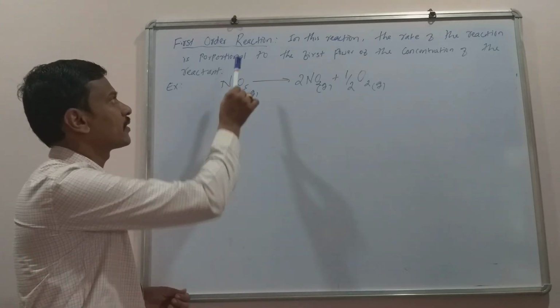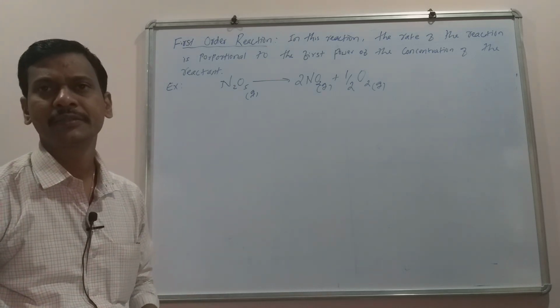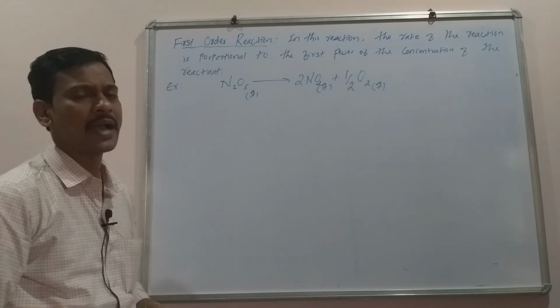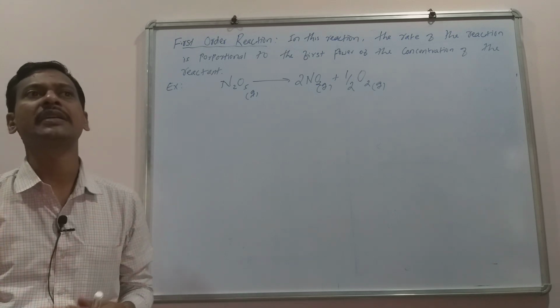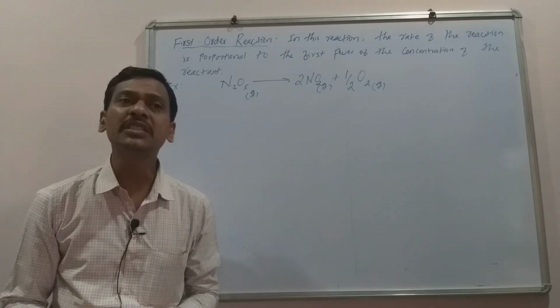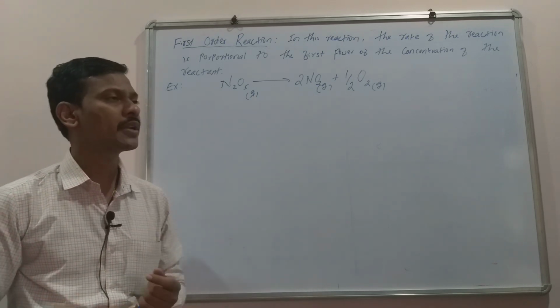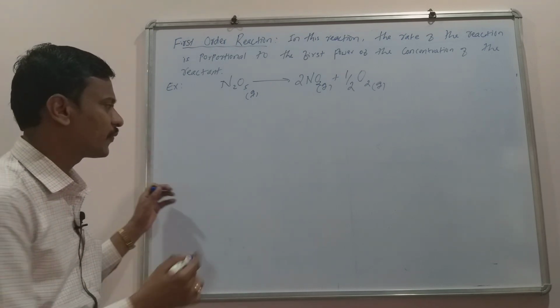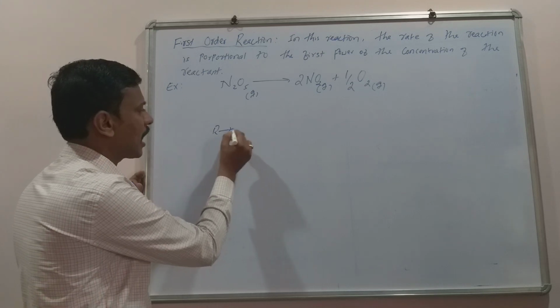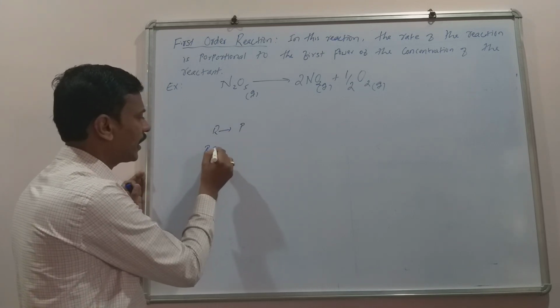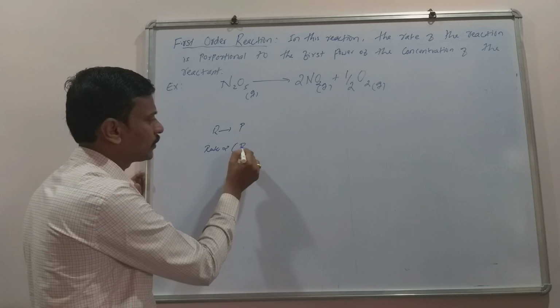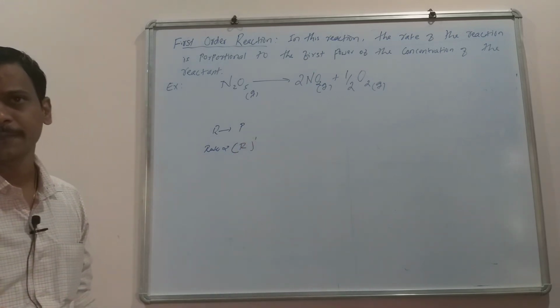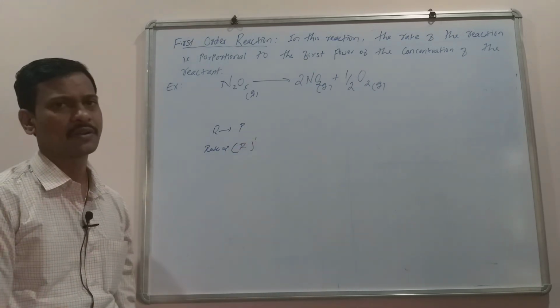Now come to the first order reaction. What is a first order reaction? It's very simple. In this reaction, the rate of the reaction is directly proportional to the first power of the concentration of the reactants. Very simple way to define. For example, consider the general reaction R gives the product P, then the rate is proportional to R to the power 1. This is the first order reaction.